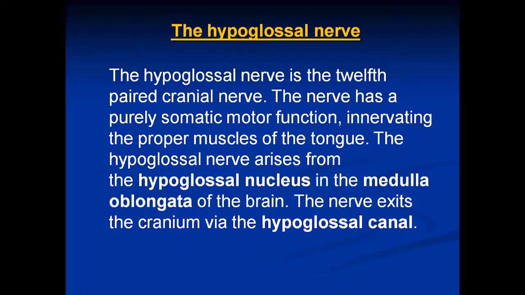Next, motor nerve, the hypoglossal nerve, one of the 12 pairs of cranial nerves. This nerve has a purely somatic motor function, innervating the proper muscles of the tongue: superior longitudinal muscle, inferior longitudinal muscle, vertical and transverse muscle of the tongue. The hypoglossal nerve arises from the hypoglossal nuclei in the medulla oblongata of the brain, and this nerve exits the cranium via the hypoglossal canal.